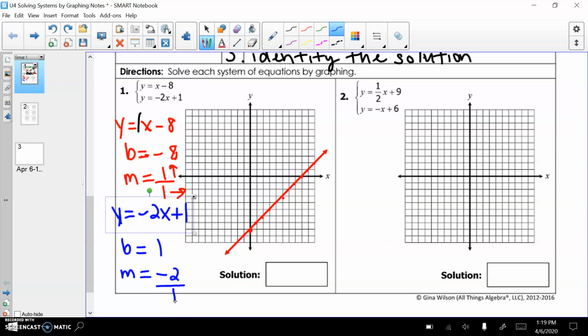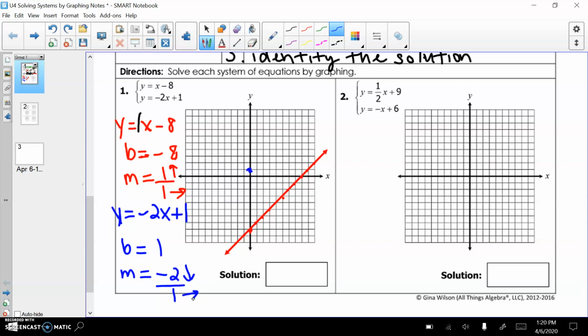When I graph this one, I'm going to start at 0 again, and the +1, my b, tells me I need to go to 1. So from 0, I'm going to go up to 1, and that's where your line crosses the y-axis, the y-intercept. From that point, our slope is -2, which tells me to go down 2 to the right 1.